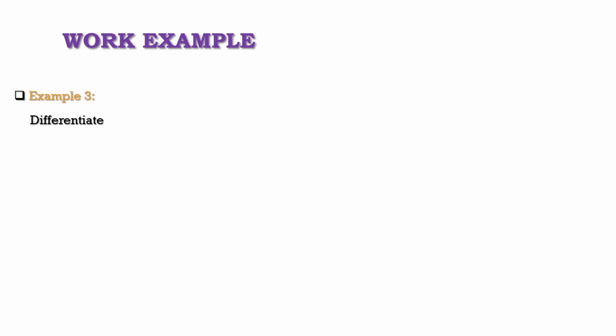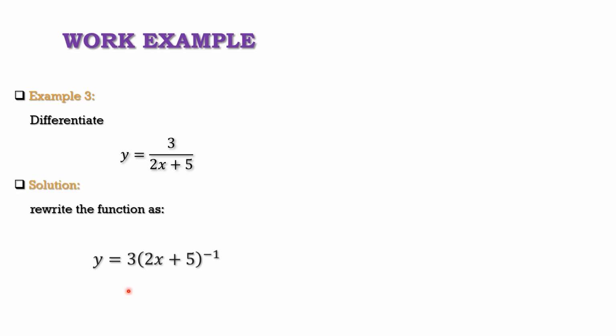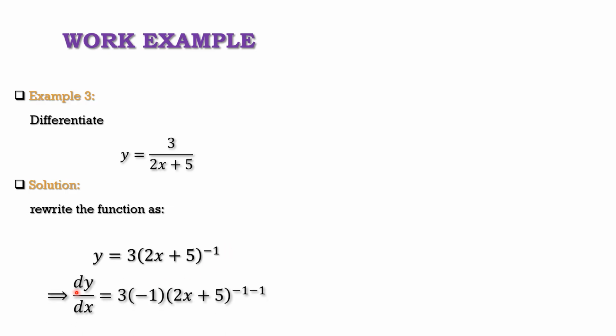So pause the video and differentiate y equal to 3 divided by 2x plus 5. Then match your results with our answer. So here, this becomes the solution. We are going to rewrite the function as y equal to 3 times 2x plus 5 raised to the power negative 1. That is reciprocation. Then we differentiate using chain rule principle.